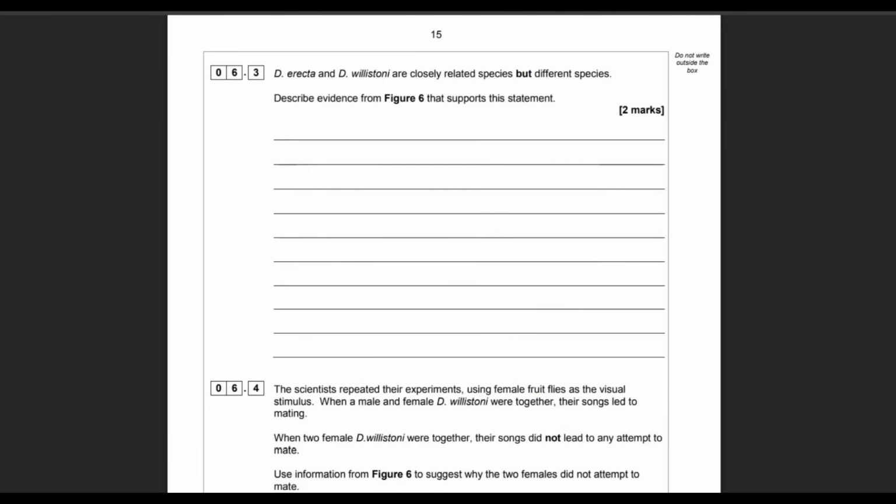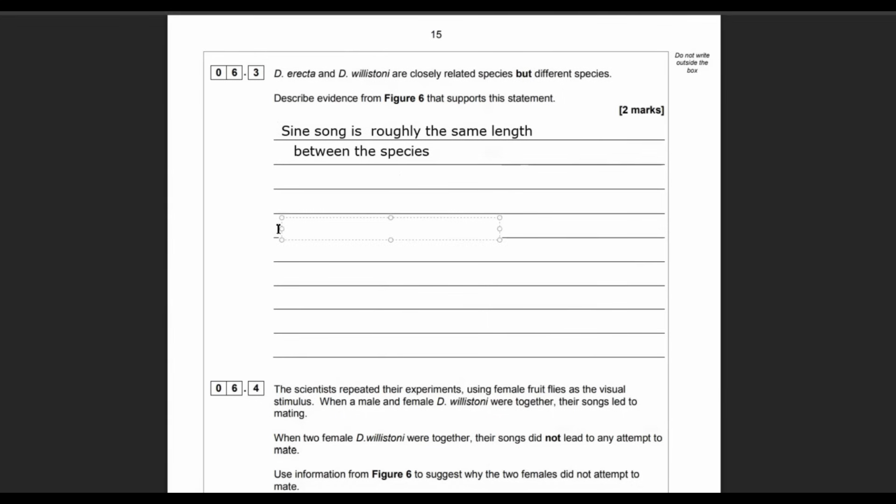So what we want to say here, what evidence supports it? Sine song is the same length. I'm not going to bother writing the full thing out because I'm getting lazy now. Is the same length between the species. And I probably shouldn't say it's the same length. It's not exactly the same length. So let's clarify that, otherwise some naughty examiner might not give me the mark. Roughly the same length or similar length between the species.